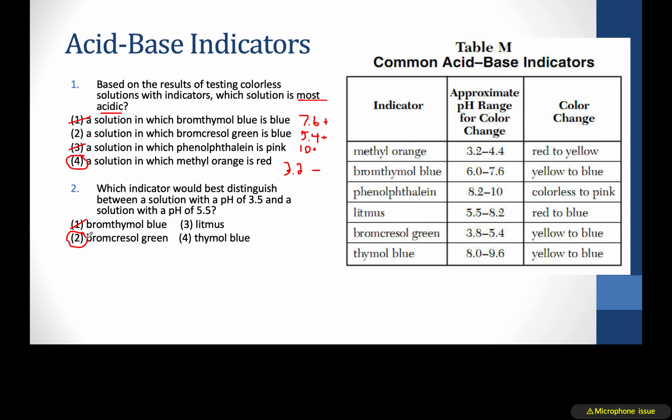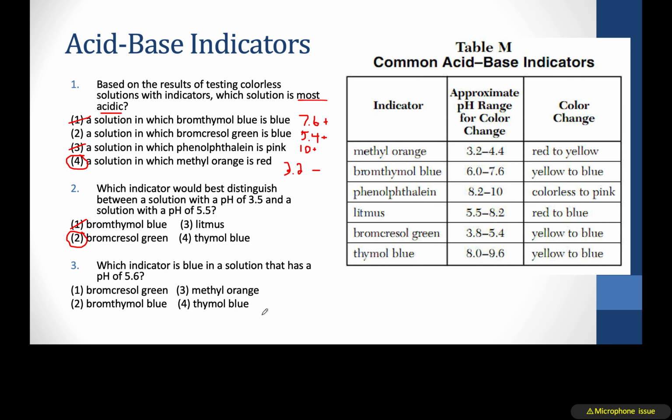Okay, so again, this is the answer because it's asking which indicator would best distinguish between a solution with a pH of 3.5 and 5.5. So you want the indicator to be 2 different colors in each of these solutions. And we see that a 3.5 pH will be yellow, it's on this end, and a 5.5 pH will be blue, it's on this end. Okay, so that's going to help us distinguish between 2 different solutions of these pHs.